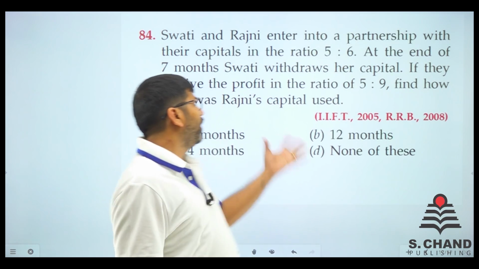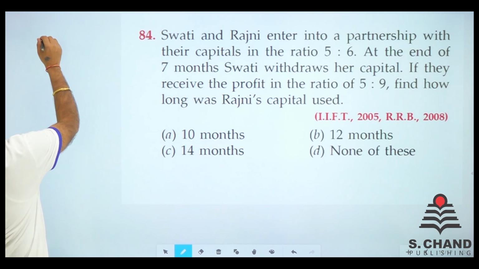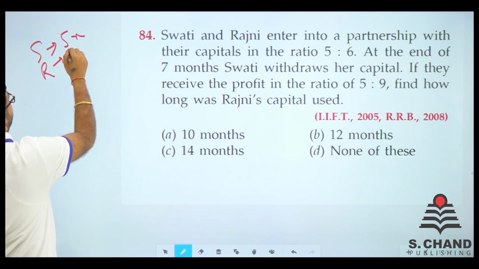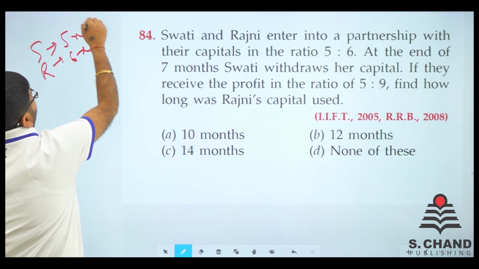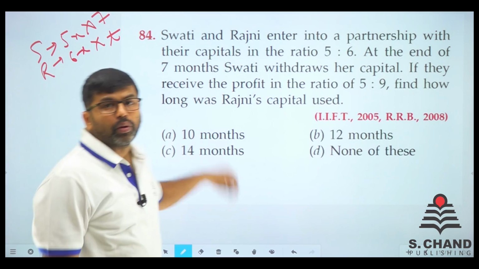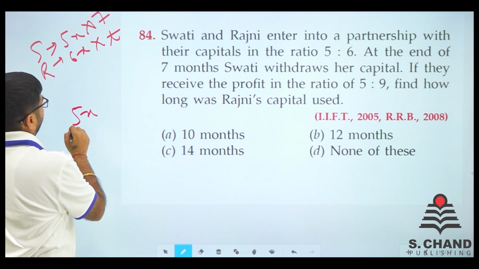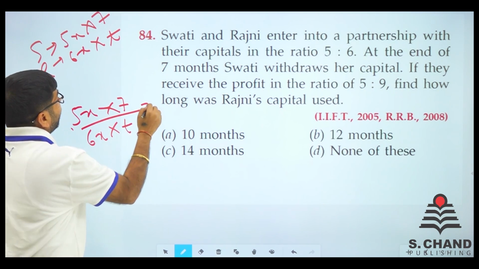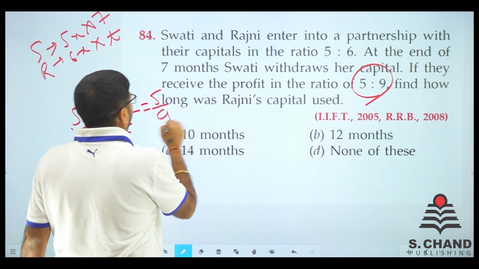So let's see how we will do that. Say for example, their capital ratio is 5x:6x. Like Swati invested 5x money and Rajni invested 6x money. And that 5x of Swati was invested for 7 months, and we don't know the time for which Rajni's money was invested, right? So we know it very well: 5x into 7 divided by 6x into time is the actual ratio of their profit. So it will be like 5 by 9.